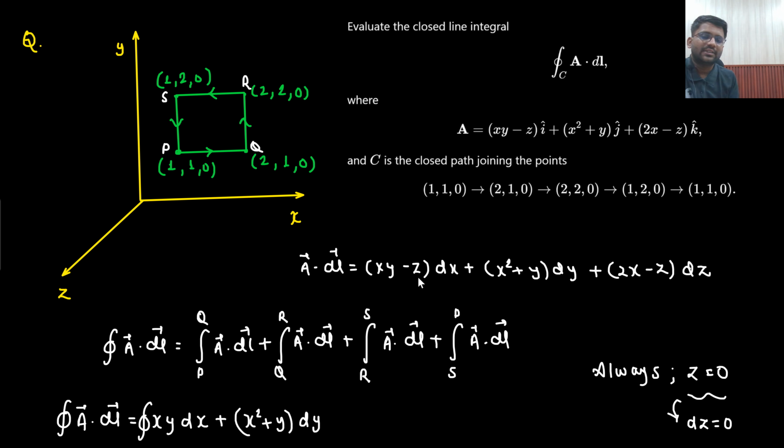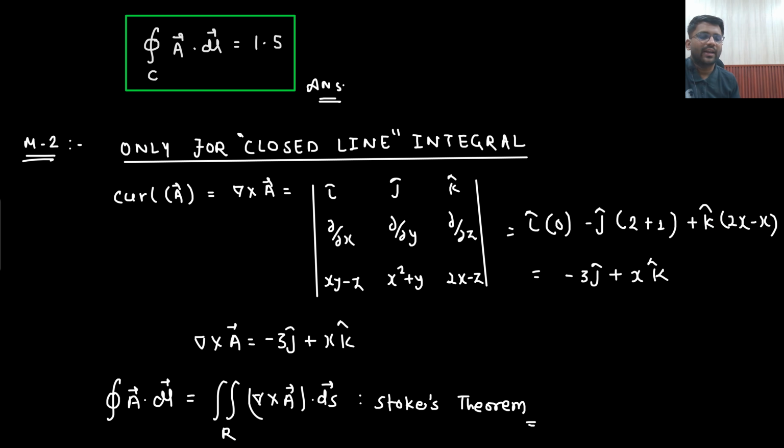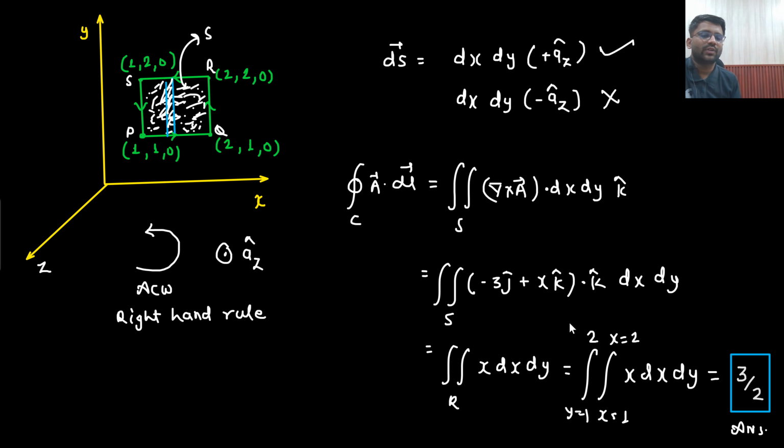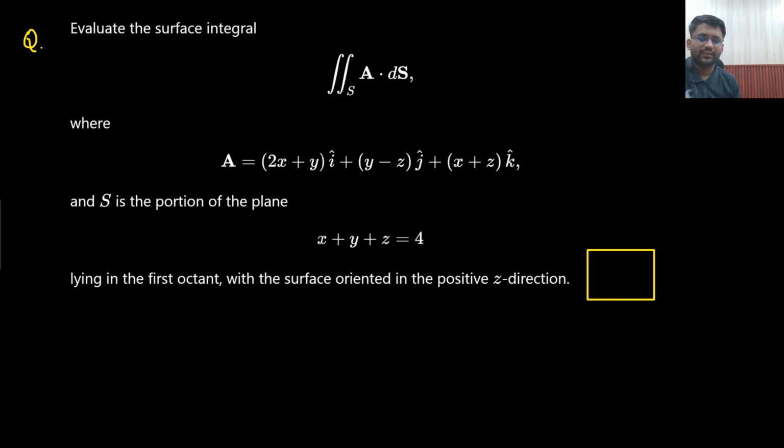I was supposed to calculate A dot dl. Very easily I was able to calculate. But then I thought that I have another method, only for the closed line integral, because it will be enclosing some surface area. Since it is enclosing some surface area, del cross A dot ds. Del cross A I am able to calculate. ds also I am able to calculate. Job is done. Okay. Let's go to the next question.